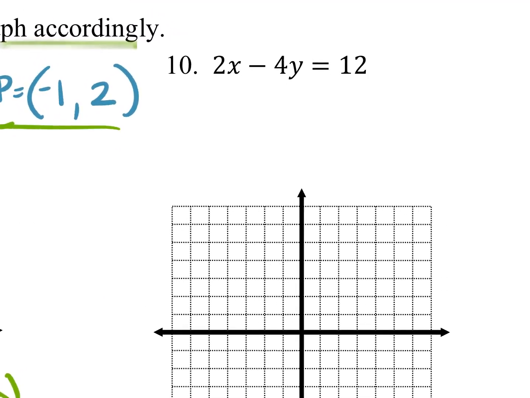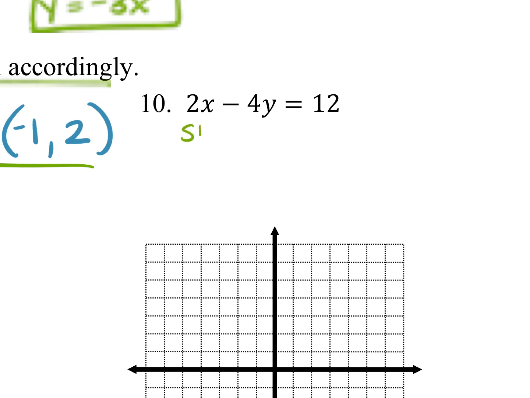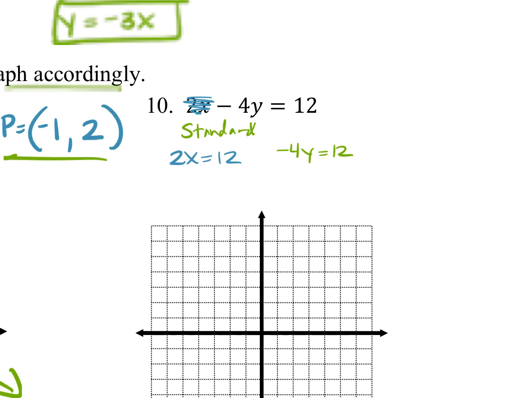This last graphing problem starts in standard form. Remember, standard is ax plus by equals c. This is the one we called the cover-up method. So if I cover up this because I plug a 0 in to get an x-intercept, right? I would get the equation 2x equals 12. Then if I go back, erase that, and I cover up the x instead, I get the equation -4y equals 12.